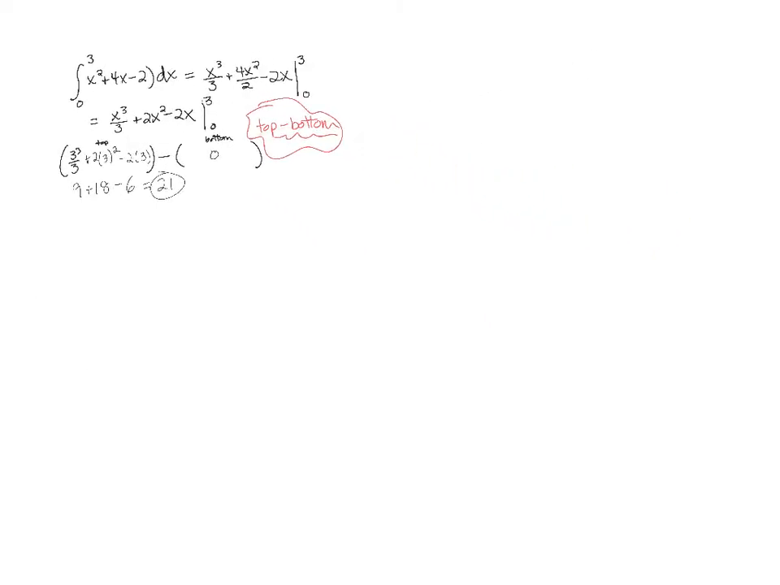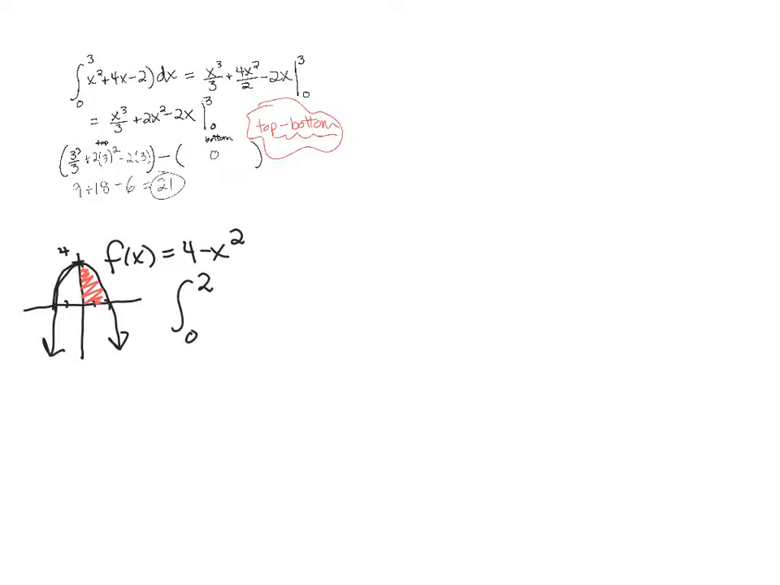Now let's do a real area problem. Let's see, a lot of the problems in your homework have the graph. Let's look at this guy right here. This is 4 minus x squared. First thing we want to find is that area right there. So we're going to integrate from 0 to x equals 2.